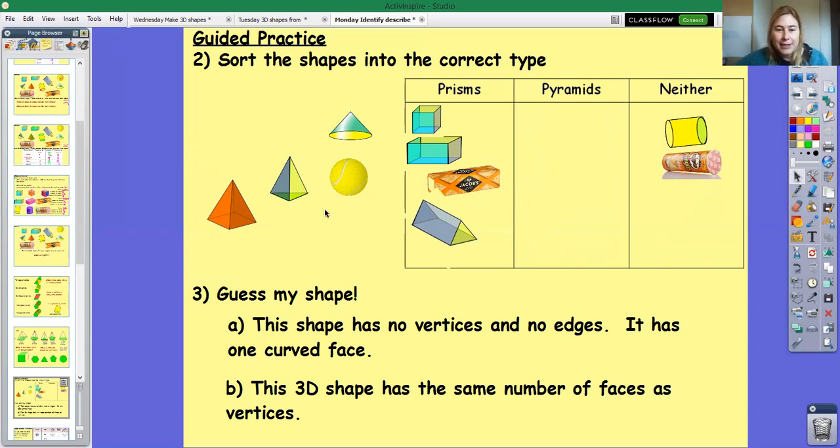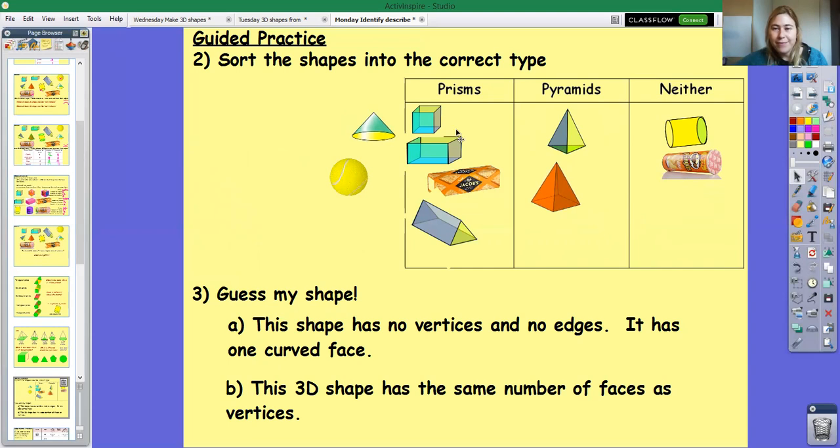Now let's look at the pyramids. So I can see a triangular base pyramid there meeting at an apex. The apex is opposite the base, and there is a square base pyramid. I'm going to put the cone in between, I think, because if it was an infinite number of flat sides, it would make a cone, but we don't know if that's what it is. Okay, so I'm going to put the sphere in neither because this one is neither a prism nor a pyramid.